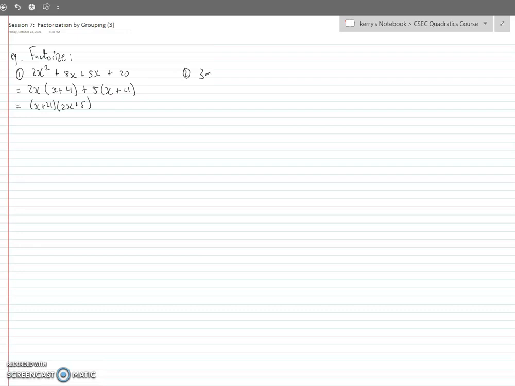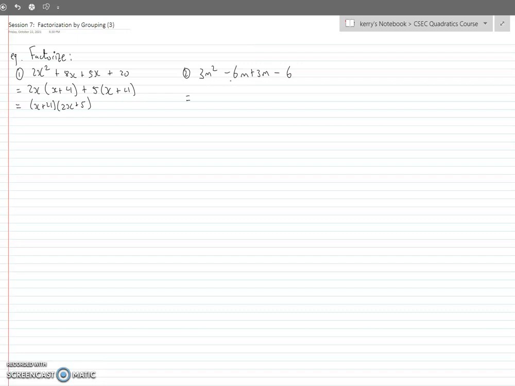So let's go with 3m squared minus 6m plus 3m minus 6. Let's go with 9m... sorry, 6m and 3m. So we go over these two terms here. Let's see now, how do we factorize this?